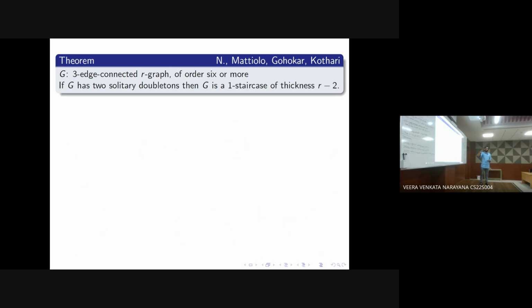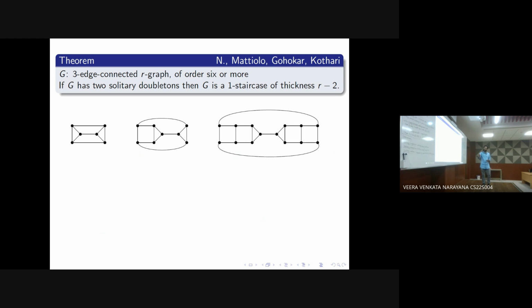So if a 3-edge connected R graph has at least 2 solitary doubletons, then it is a 1 staircase of thickness R minus 2. So what is a 1 staircase? Here are some 1 staircases, and again, alpha prime, beta prime stay here. As usual, you take a perfect matching containing alpha and beta, you are left with the unique perfect matching, because our graph is R-edge colorable.